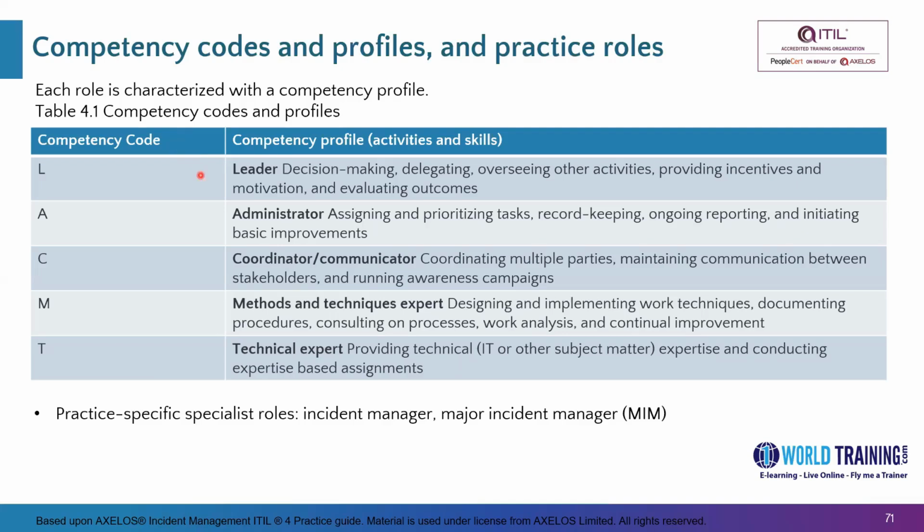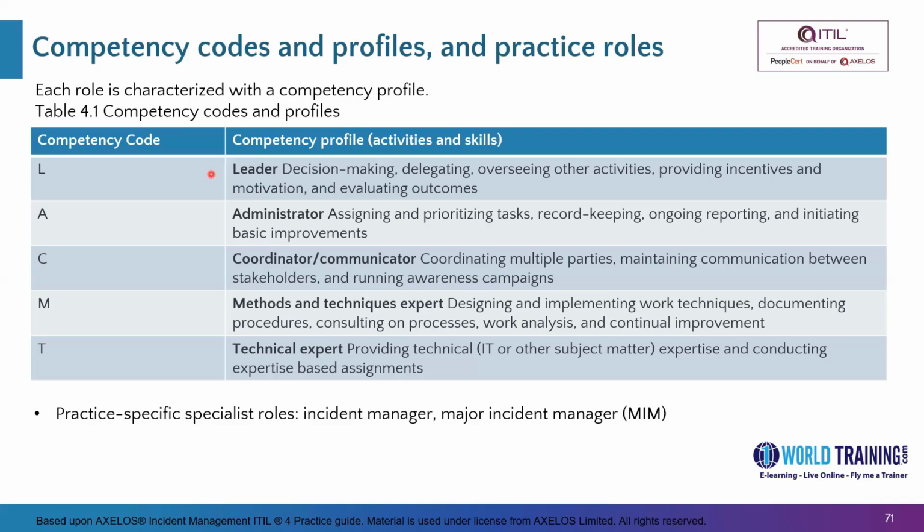ITIL 4 has 5 competency codes: L, A, C, M, and T. As you can see here clearly, L is for leader, A, administrator, C, coordinator or communicator, M, methods and techniques expert, T, technical expert. While it is not so difficult to understand these 5 codes, every job in a business or in an organization can have job roles that are made up of a combination of such competencies. For example, a certain position might require leadership as a primary competency, followed by communication, followed by technical expertise. So we could create a 3-letter code such as L, C, T.